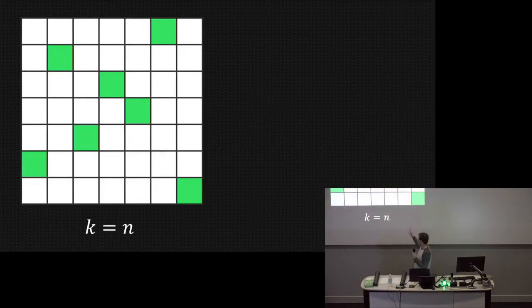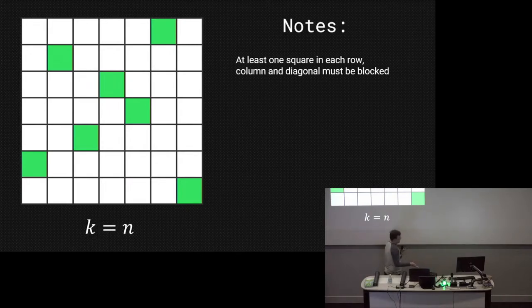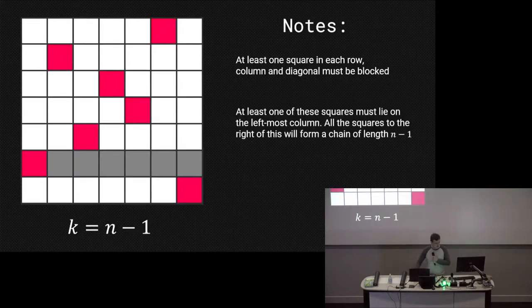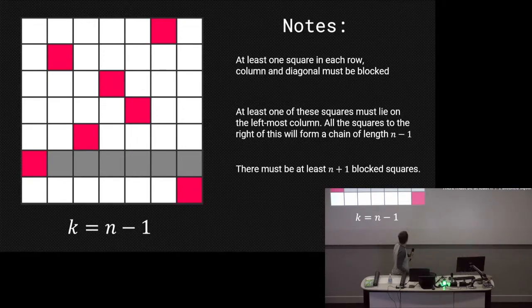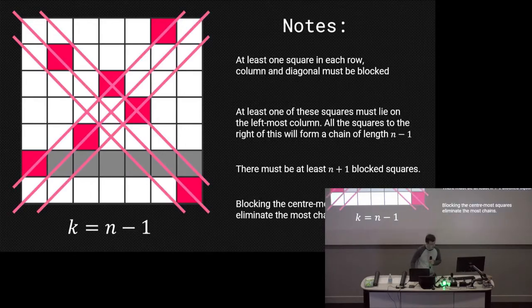Well, if we take a solution for k equal to n, and note that at least one square in each row, column, and diagonal is supposed to be blocked, as before. And we see that at least one of these squares must lie in the leftmost column. So all the squares to the right of this are going to form a chain of length n minus 1. And what that means is that there must be at least n plus 1 blocked squares if we make it k equal to n minus 1, right? Which makes sense. And also, it's worth noting that we start having more chains on the diagonals. So now we've got a bunch more to block.